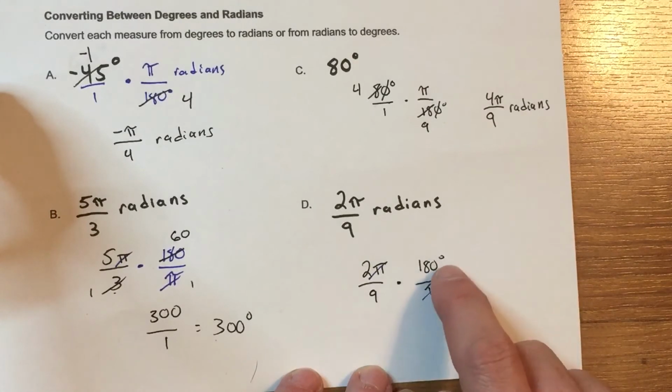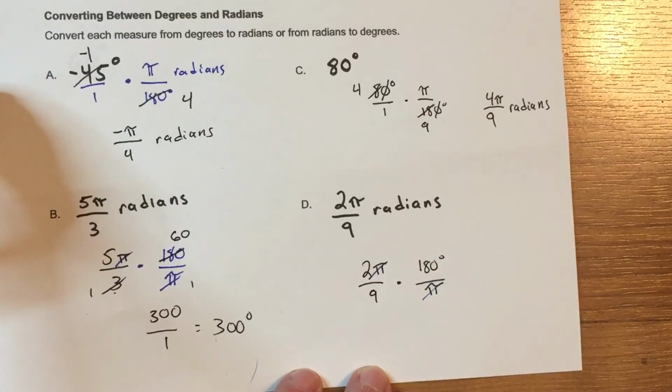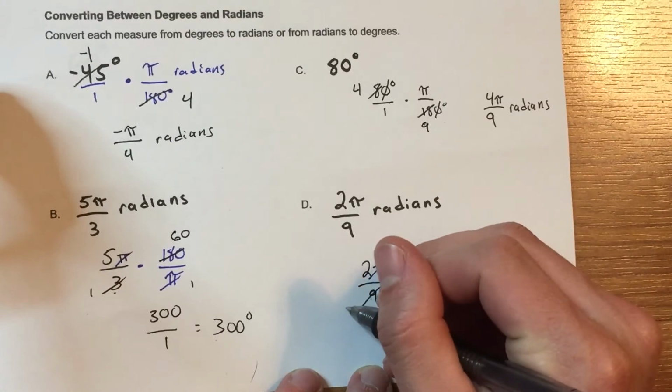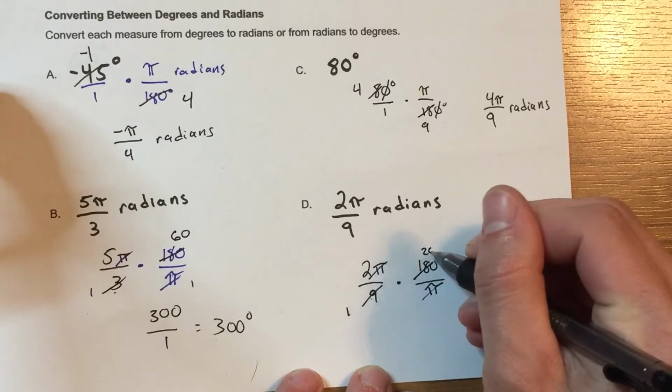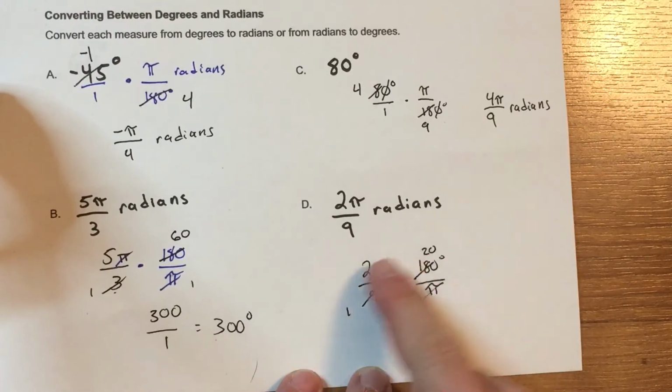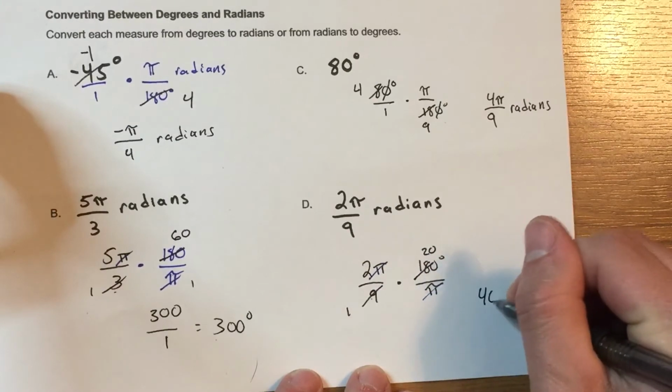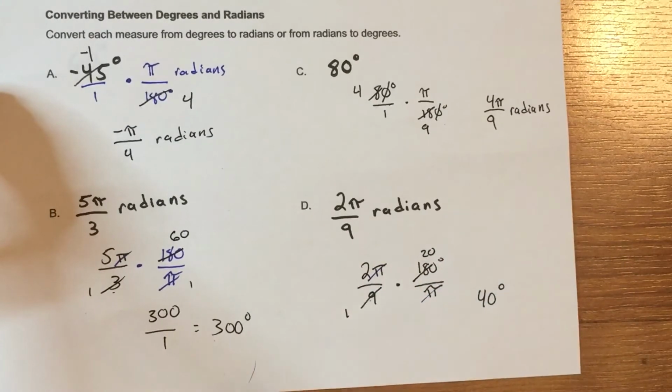Now I can simplify again. 9 is a factor of 180. 9 goes into 180 20 times. Now we'll multiply straight across. 2 times 20 is 40 degrees. 2 pi over 9 radians converts to be 40 degrees.